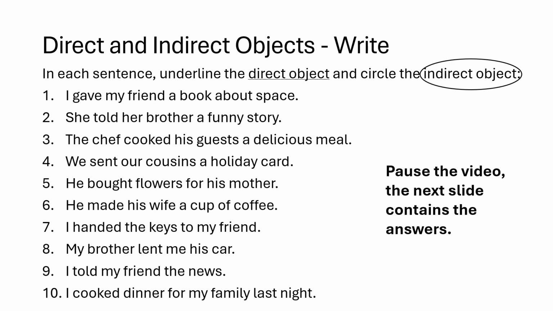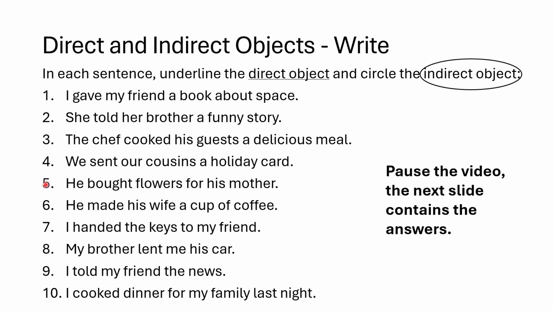In each sentence, underline the direct object and circle the indirect object. 1. I gave my friend a book about space. 2. She told her brother a funny story. 3. The chef cooked his guests a delicious meal. 4. We sent our cousins a holiday card.